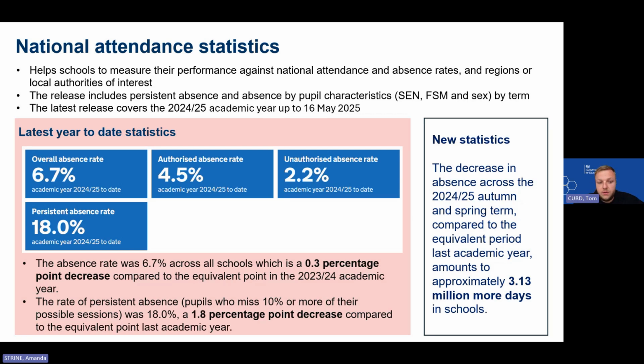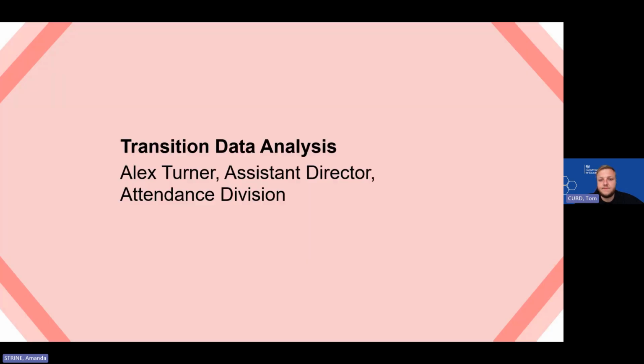So although all of the above are quite positive as they show that absence is improving, we're still a long way from pre-pandemic rates. And it's important to note that gains that have been made are still quite fragile, and success this year does depend on a strong end to the year. I'm now going to hand over to Alex Turner, who's going to cover some analysis on transitions data.